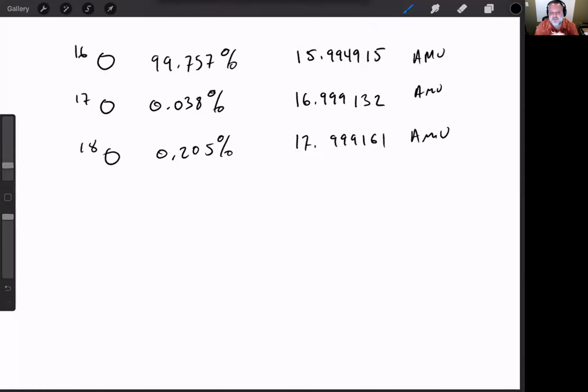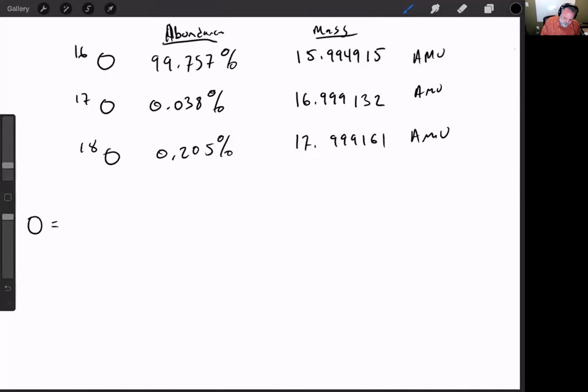Okay, so I have the isotopes that were listed: oxygen-16, oxygen-17, oxygen-18. I've got their percent abundance, and I've got their mass listed as well. We got this data right from that website, periodictable.com. Let's use this data to calculate the atomic mass of oxygen that we would expect to see on a periodic table, because remember, that's the weighted average. Let's go ahead and get to that.